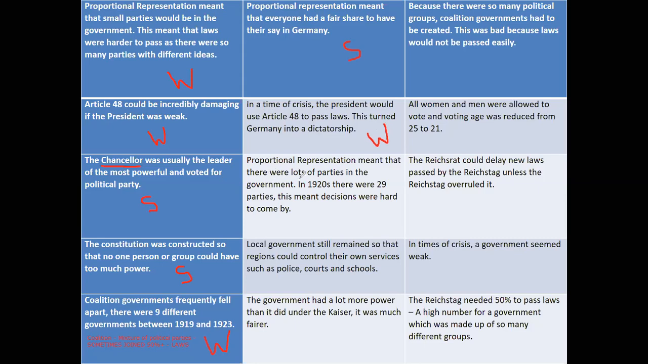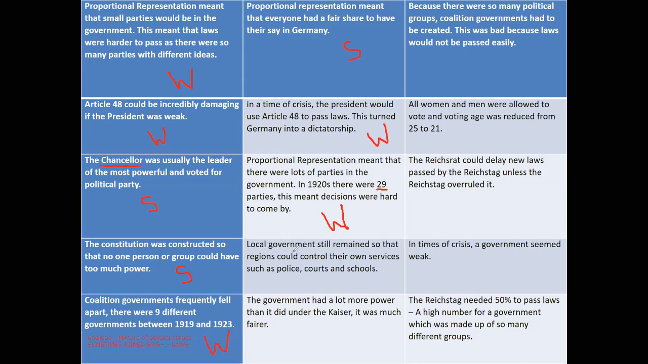Proportional representation meant there were lots of parties in the government. In the 1920s, there were 29 parties. It meant decisions were hard to come by. Can you imagine sitting in a room with 29 people with different ideas? Are you ever going to come to a decision? No.